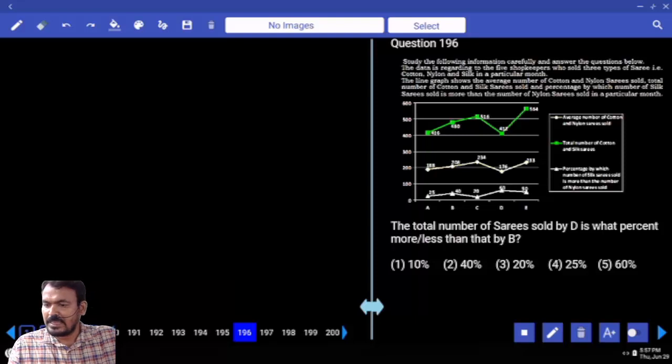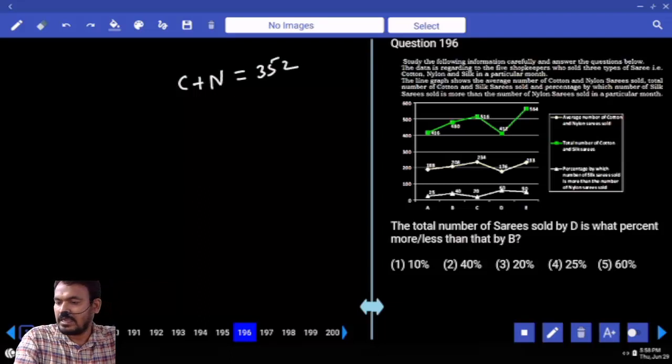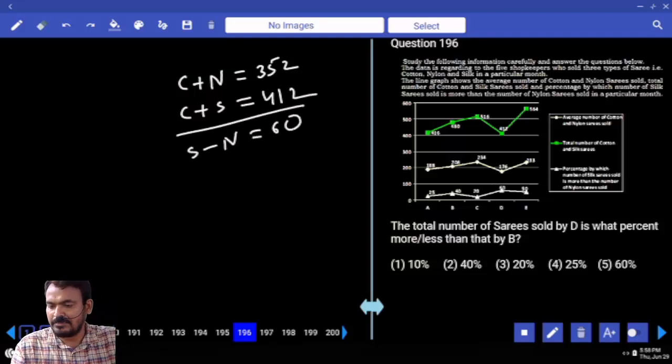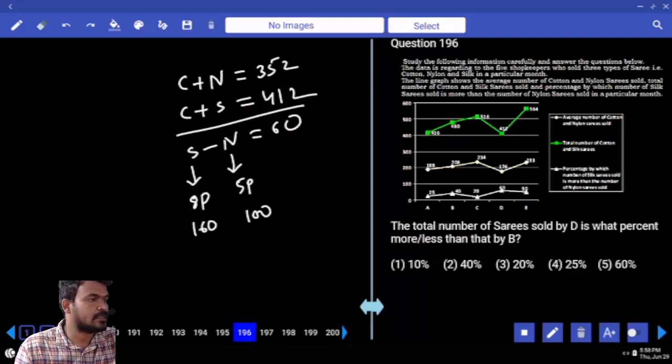D, cotton plus nylon is how much? 352. Cotton plus silk is 412. Then silk minus nylon equal to how much? 60. What is the percentage difference? 60% more. 60% means 3 by 5. One is 5 parts, another one 8 parts. Difference 3 parts, 3 parts is 60. 5 parts are 100. 8 parts are 160.